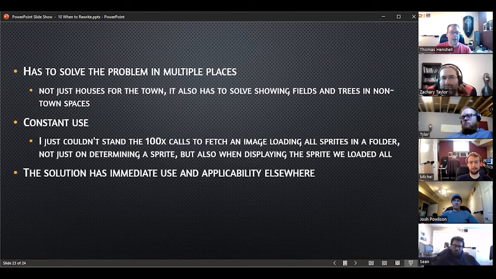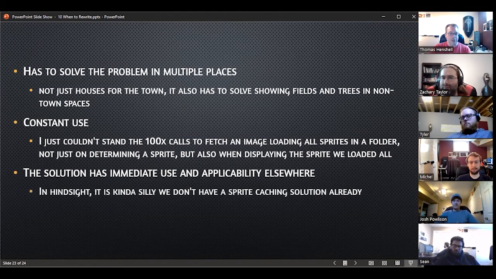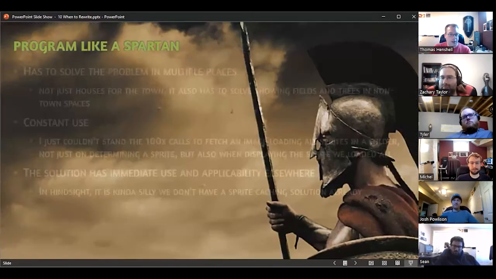And then the third one is the solution has an immediate use and applicability elsewhere. So if I rewrite this thing and I make this sprite caching thing, does that have applicability elsewhere? And the answer is yes. To me, in hindsight, it's kind of silly that we don't have a sprite caching solution, because we have sprites for the hexes. We have sprites for the icons that appear on the map. Now we're putting in these animated icons on the map. There's a lot of UI elements that we don't need to read from resources.load all the time, right? So it has immediate use. I can immediately use it for my problem, and applicability elsewhere. So that's a good indicator for a rewrite for that ROI.